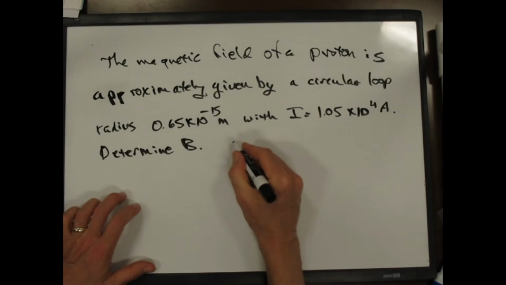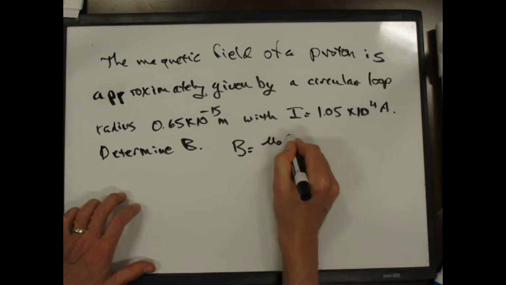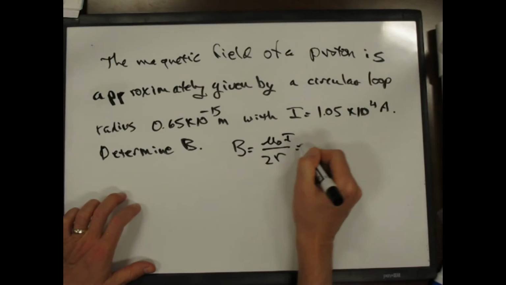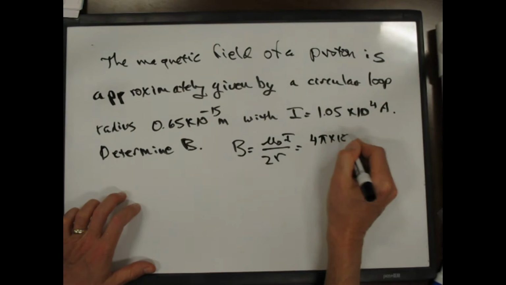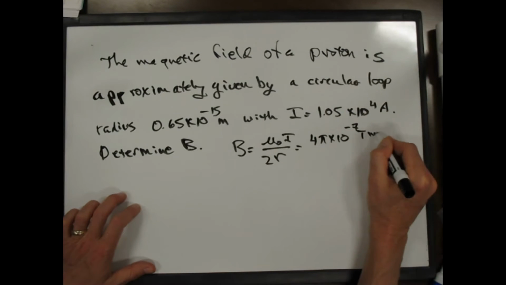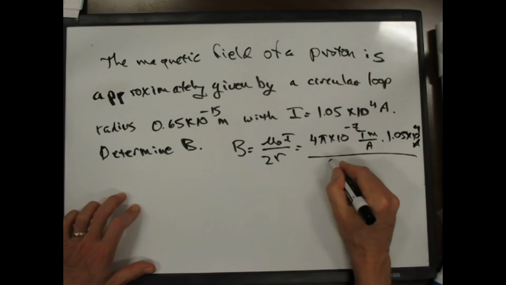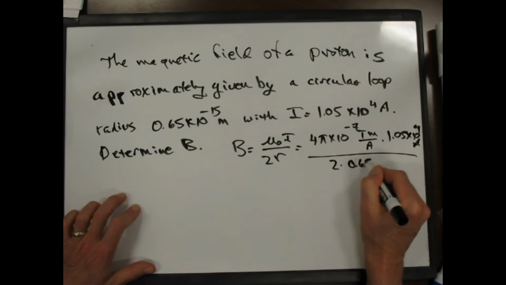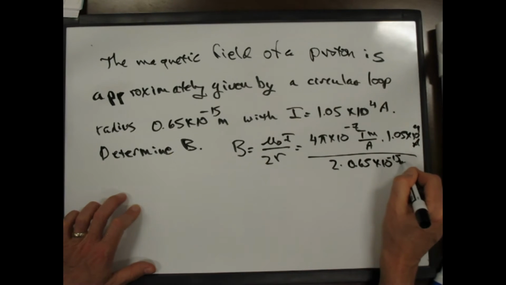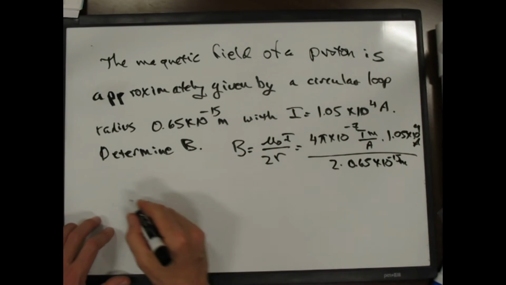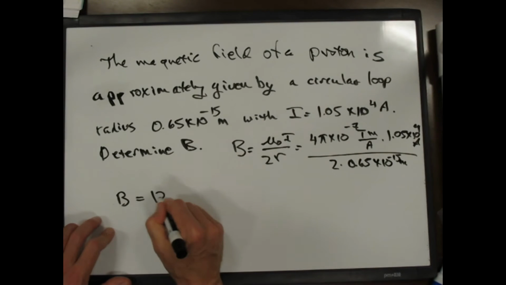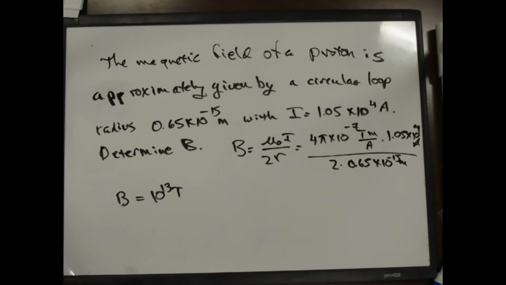And so I can calculate the magnetic field here just using that formula, B equals mu naught I over 2R, and that's 4 pi times 10 to the minus 7 Tesla meters per ampere times 1.05 times 10 to the fourth amperes divided by 2 times 0.65 times 10 to the minus 15th meters. That's a huge current and a tiny radius, right? And so what I get for this is about 10 to the 13th Tesla. So it's a ginormous magnetic field if you're very, very close to a proton, right?